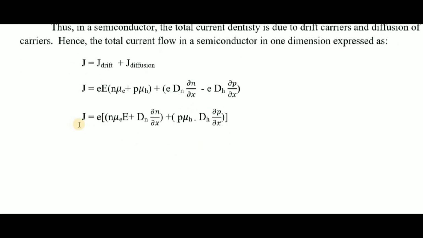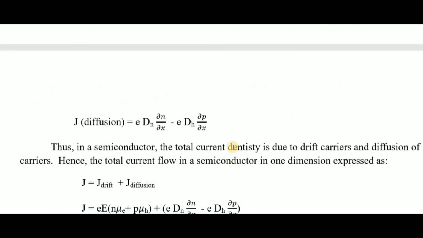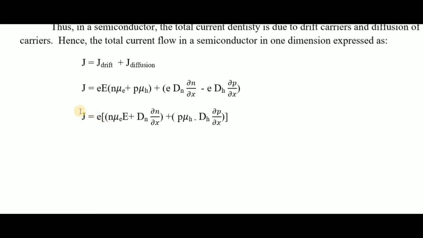Then the final expression is J is equal to e of n into mu e into E plus Dn into dou n by dou x, plus p into mu h into E minus Dp into dou p by dou x. This is the final expression for J drift and J diffusion. That means this drift and diffusion expression gives the current density in semiconductors. Okay, this is a very important question.